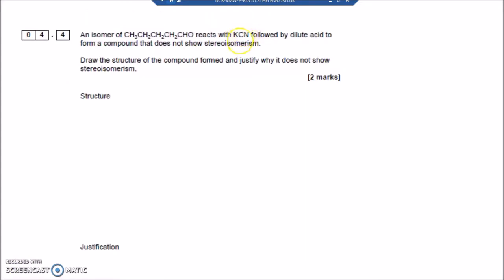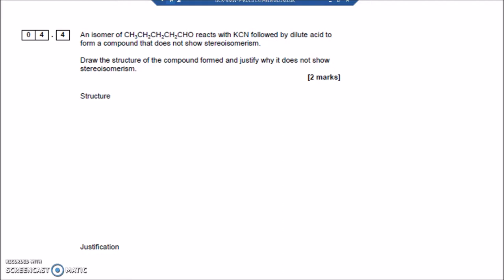An isomer of CH3CH2CH2CHO reacts with KCN. So what happens with the KCN is that the CN minus ion and the lone pair of electrons on the C attacks the C of the CHO. So that forms a nitrile. It makes the chain one carbon longer by forming a CN at the end. And then the dilute acid reacts to make an OH group at that end as well. So you'd have CHO turning into CH with an OH and a CN. So that C of the CHO becomes a chiral carbon.